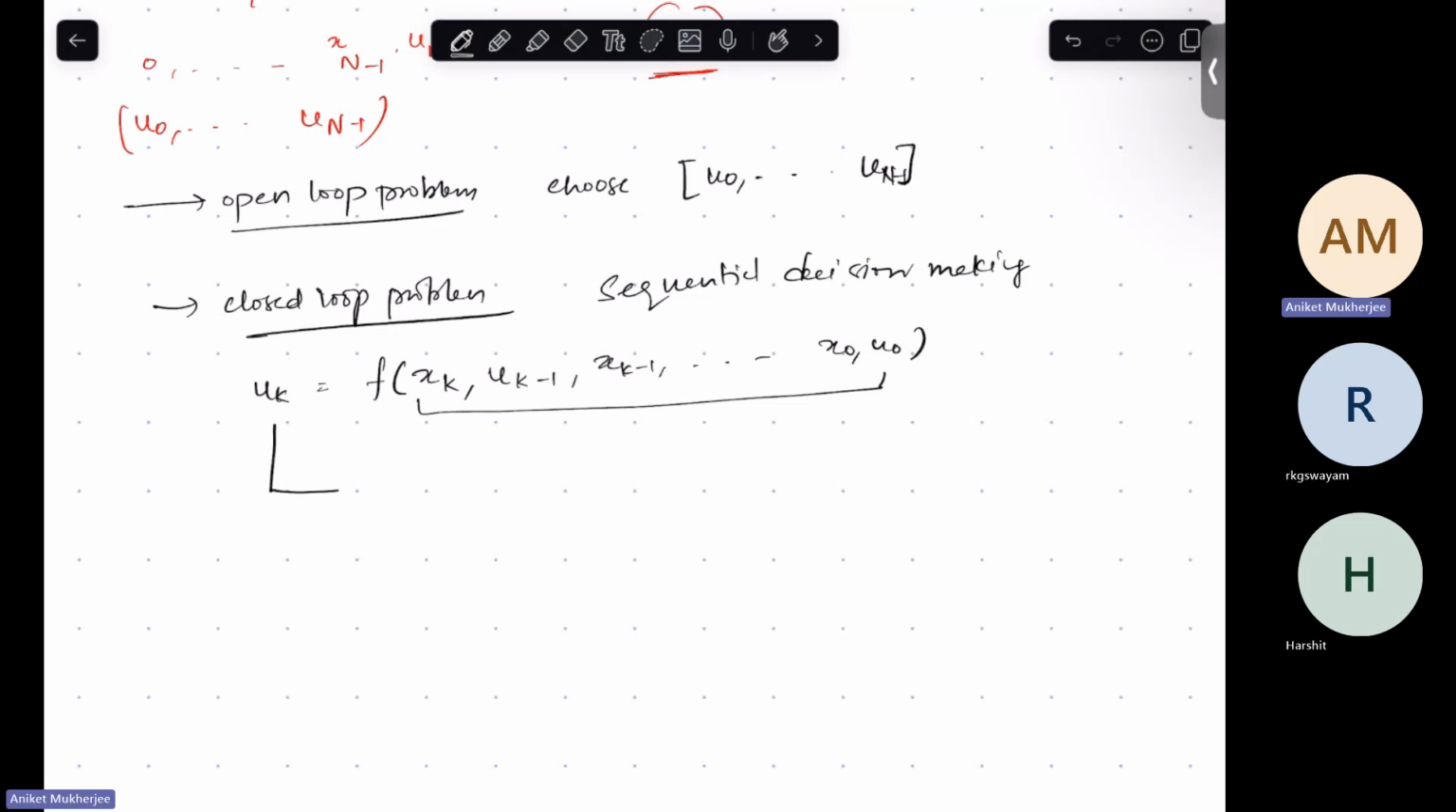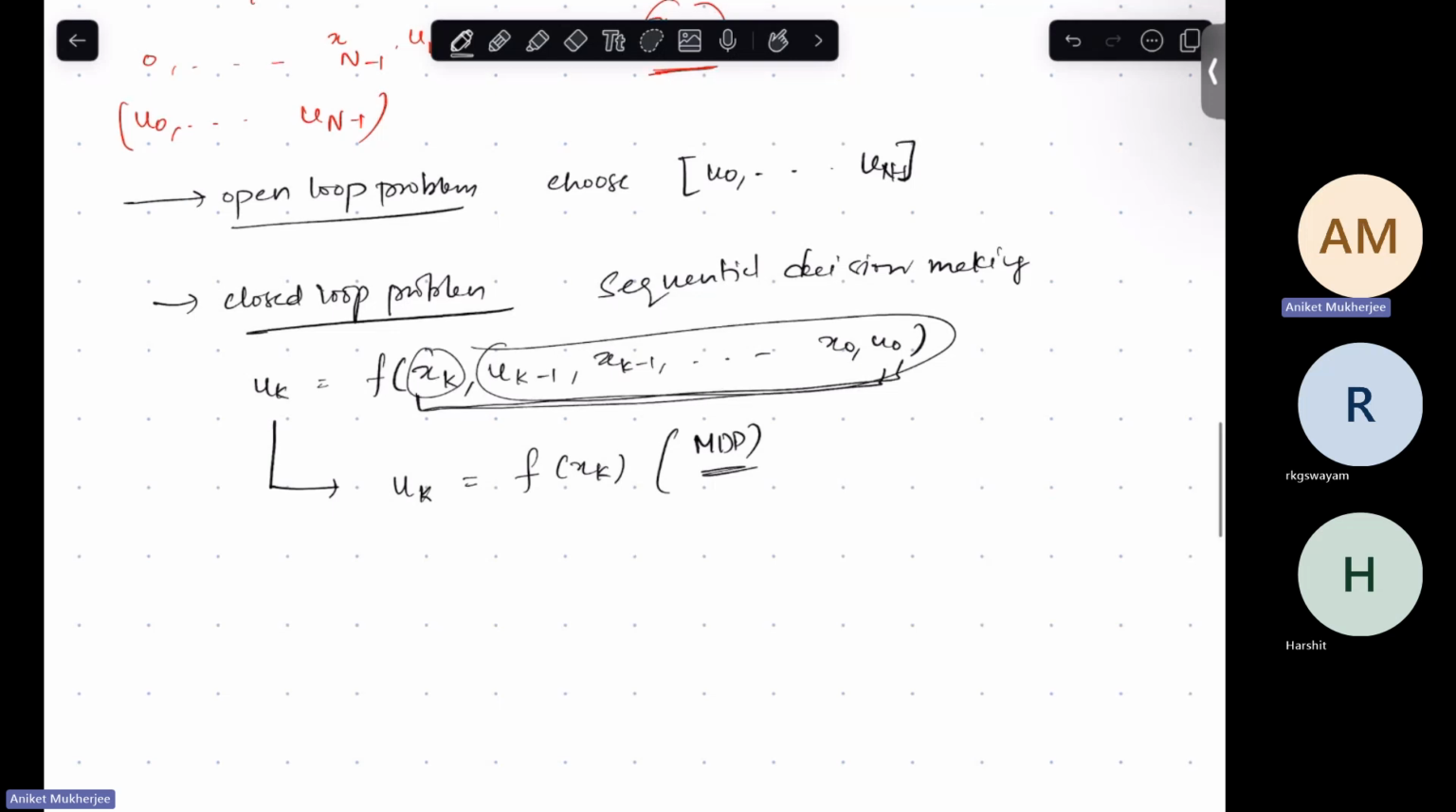Now, one subclass of this problem is where I take uk to be a function of just the previous state xk. This is a special class of problems that we will be very interested in. These will be somewhat similar to the MDP problems that we're talking about. A harder class would be looking at the whole history and then taking the decision. But then you could just ignore all this and just look at xk. So it's a subclass: uk equal to f of xk. This looks like the feedback problem in a closed loop, hence it's known as a closed loop problem.